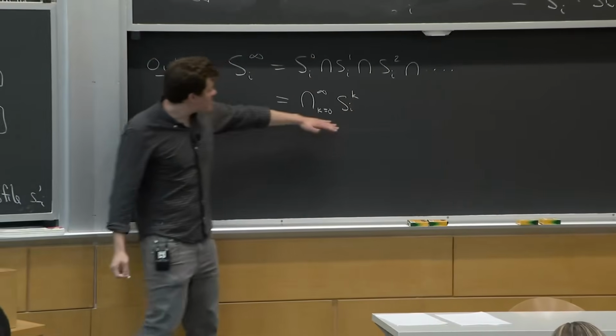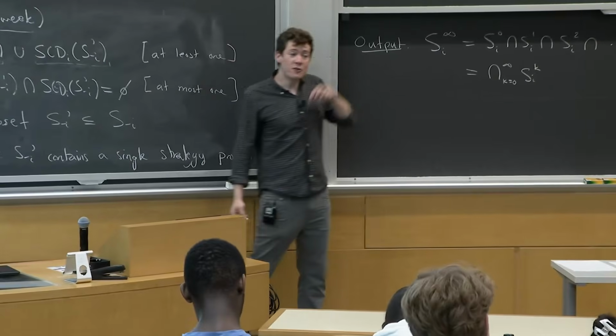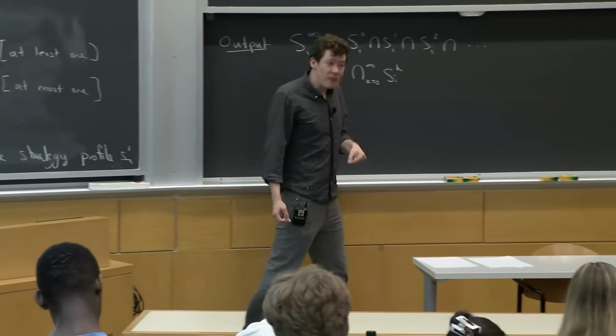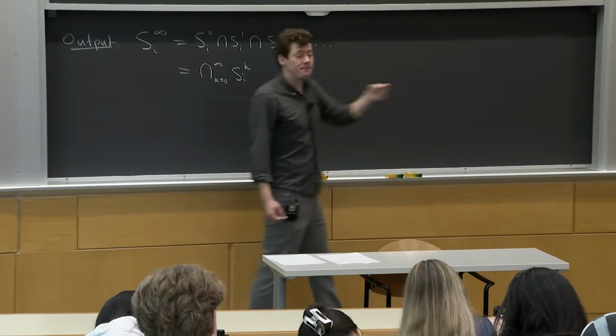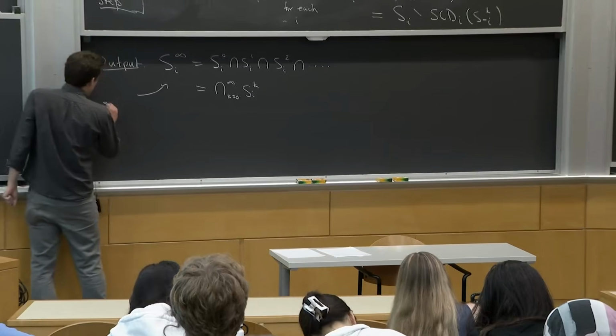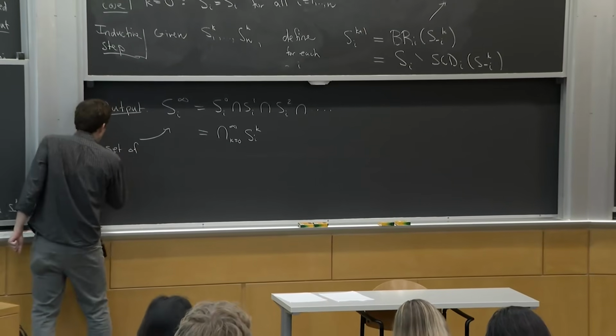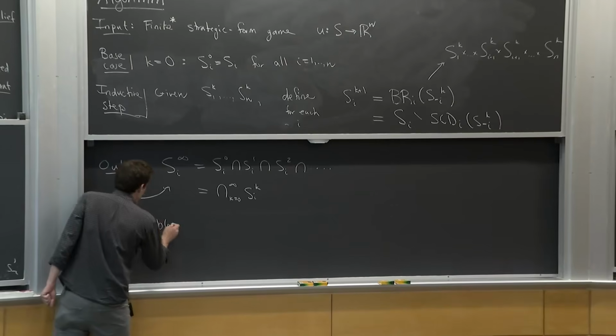So formally, what does this set mean? It means I only include a strategy in this set if it survives round 0, it survives round 1, it survives round 2, it survives round 3, and on forever. And we call this the set of rationalizable strategies for player i.